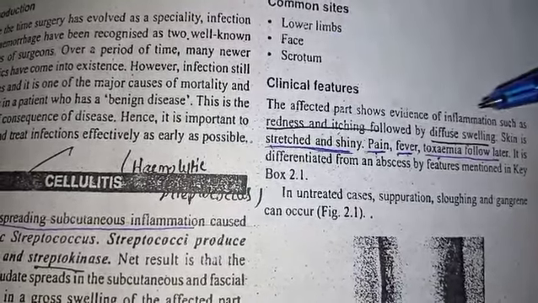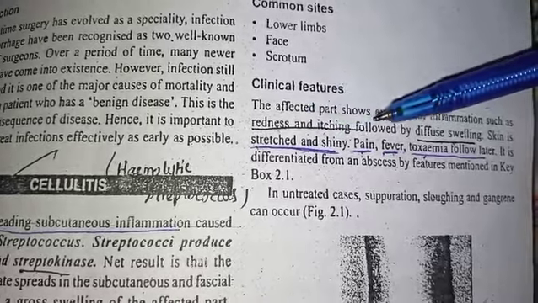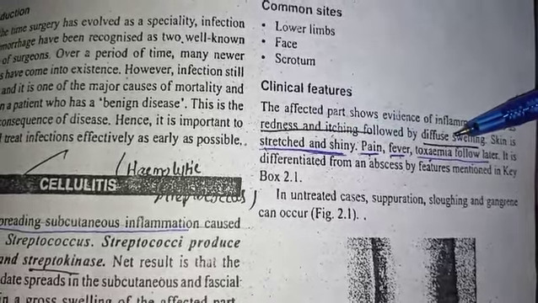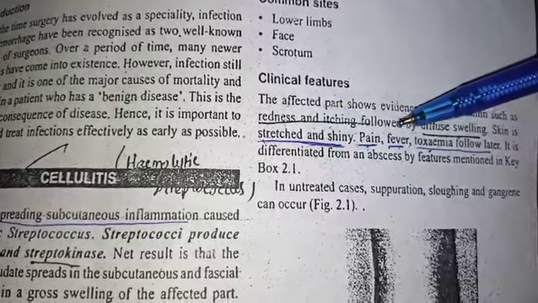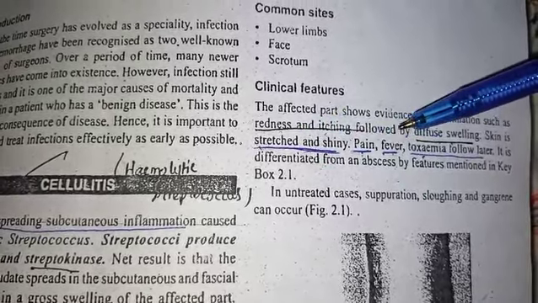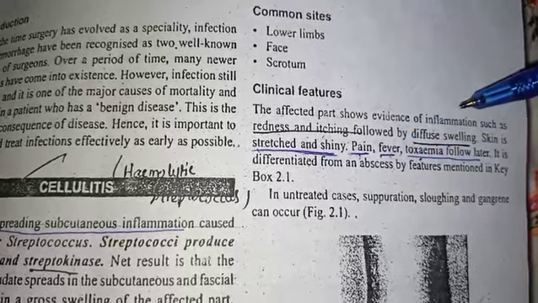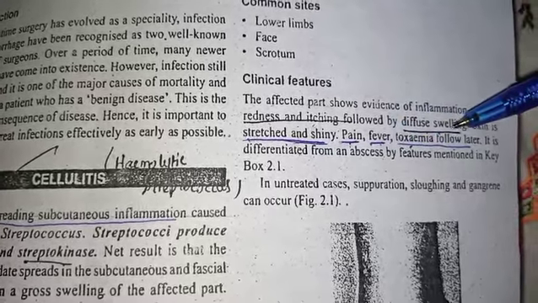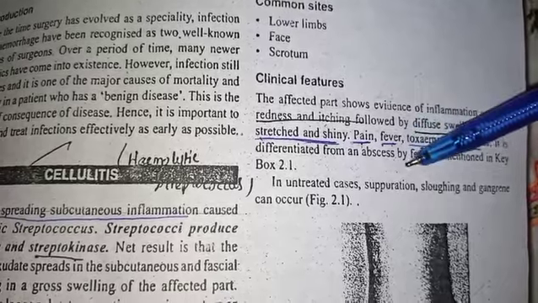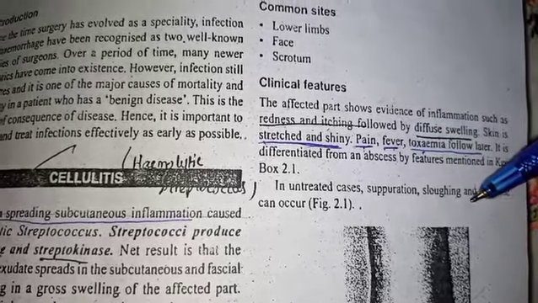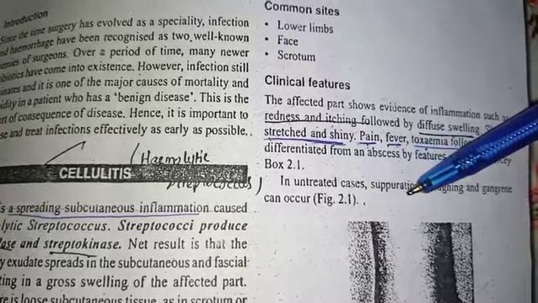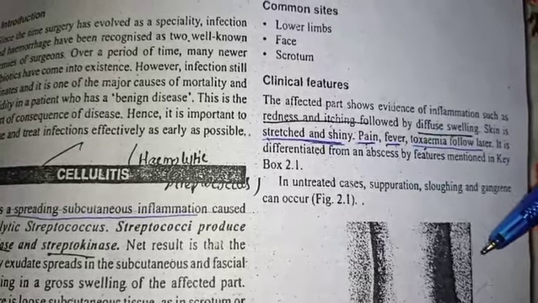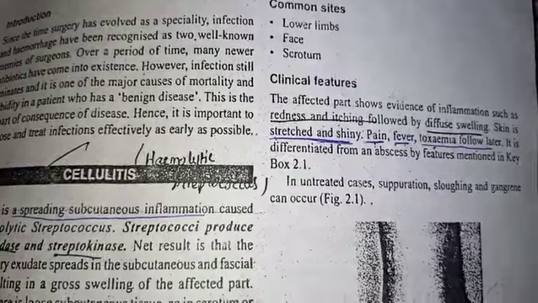The affected part shows redness, itching, diffuse swelling, and the skin is stretched and shiny. The patient has pain, fever and toxemia, and later the patient may go into shock. It is differentiated from the abscess by many features. If this is not treated, there will be suppuration, sloughing and gangrene formation.